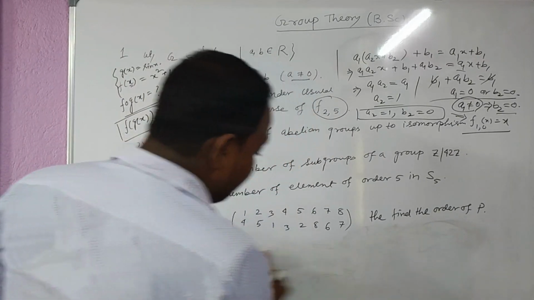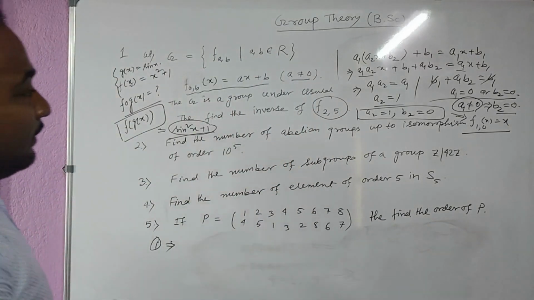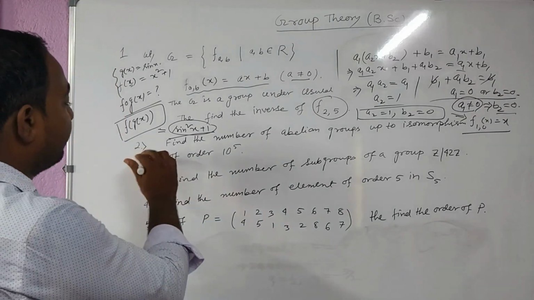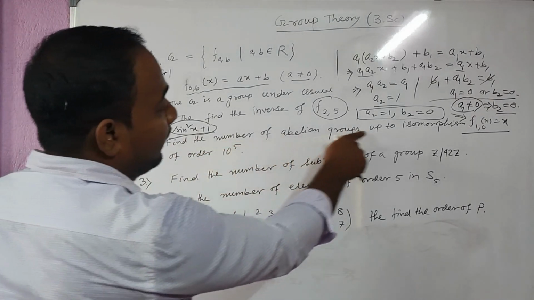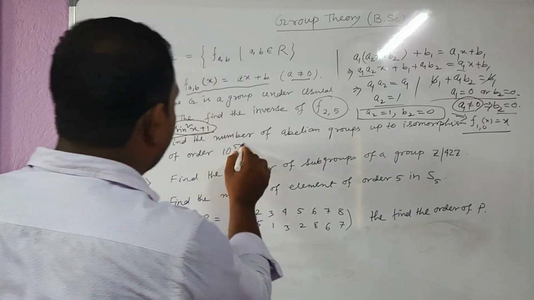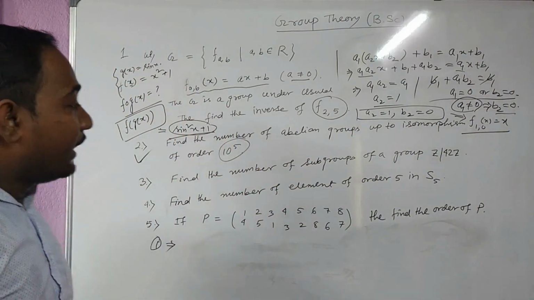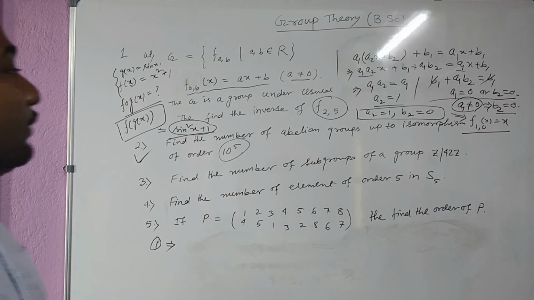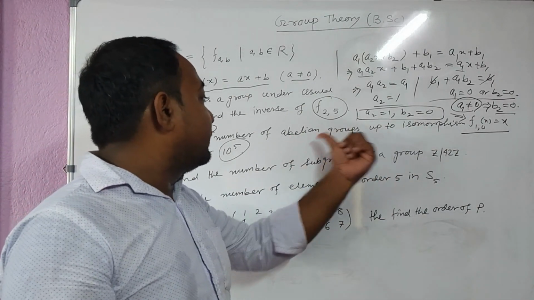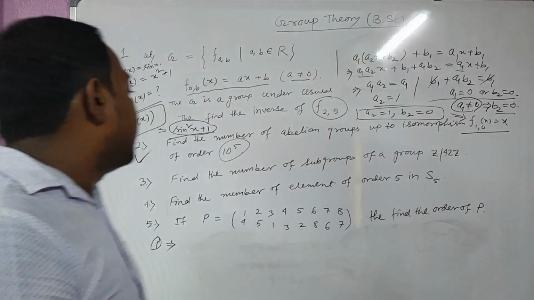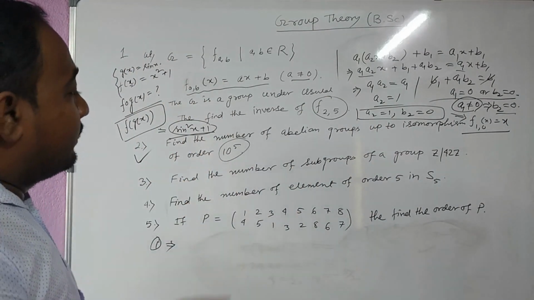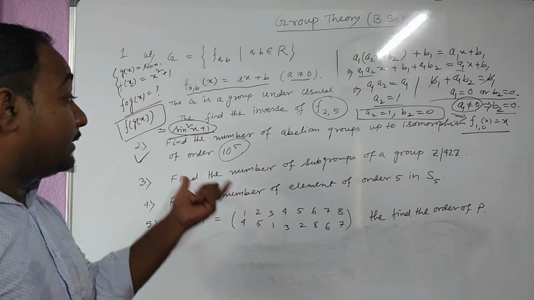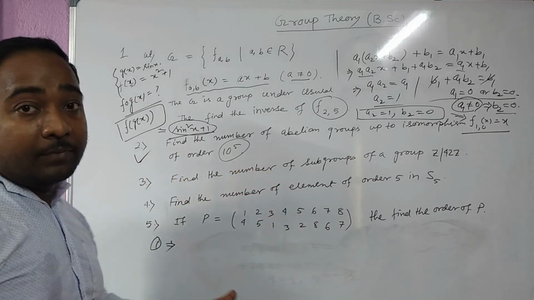There is some problem in this eraser. So now the problem is: find the number of abelian groups up to isomorphism of order 10 to the power 5, right? So you all know that for abelian groups up to isomorphism, the number of groups is determined by the number of partitions.